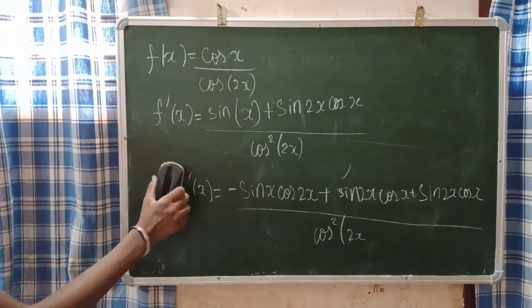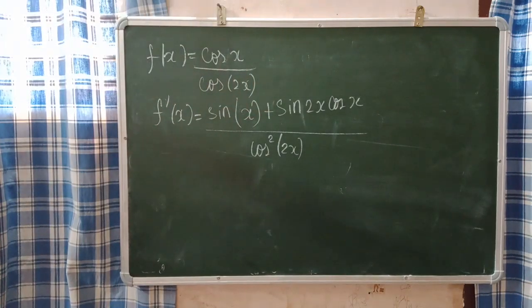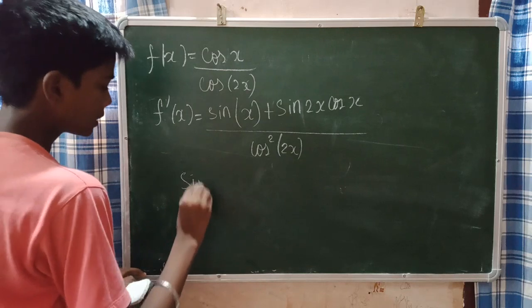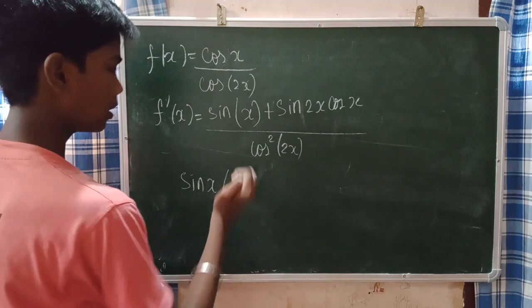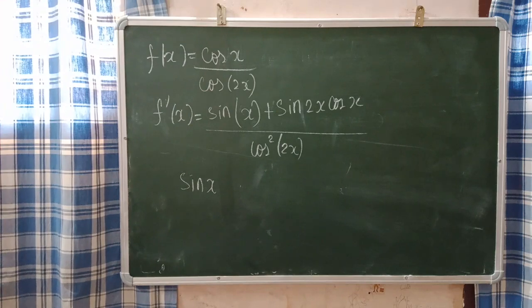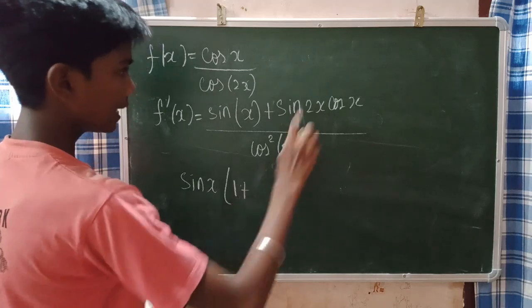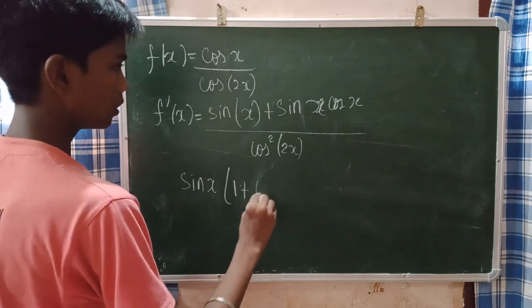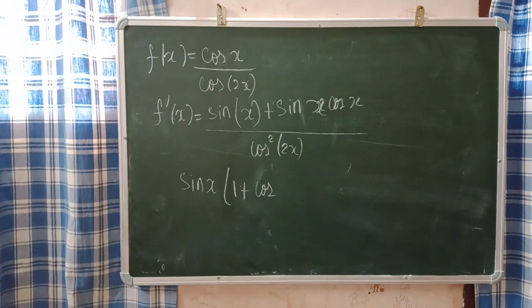Now after this I just wrote your left out terms. So after this, it's not a very difficult task. You just take your sin x common. So when you take your sin x common, I'll get 1 plus cos. This is what you will get, and take your sin x common.